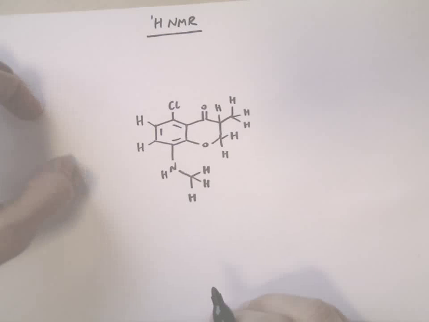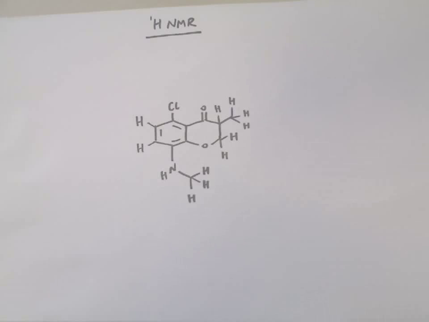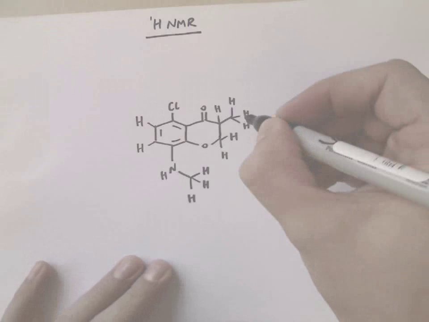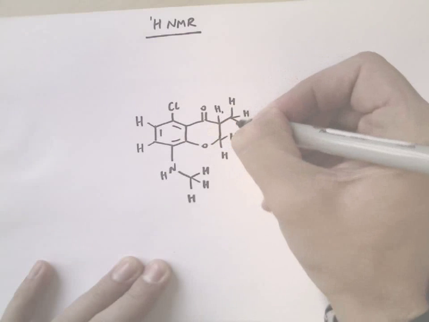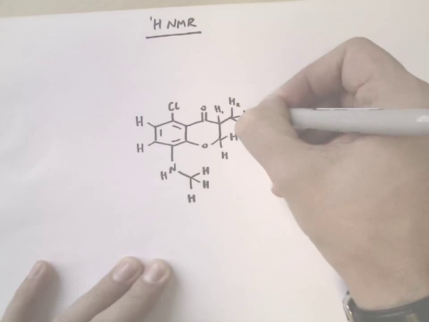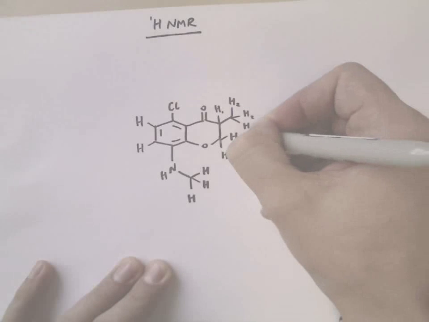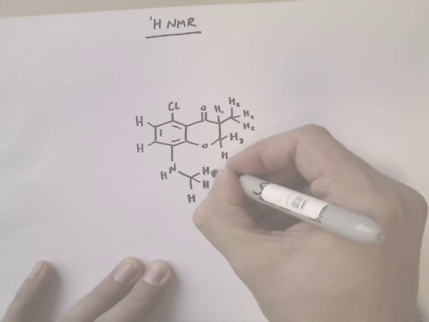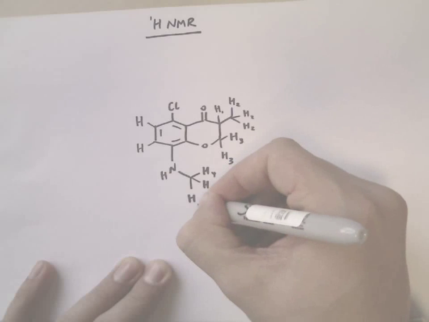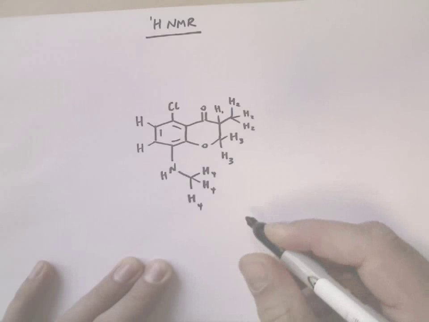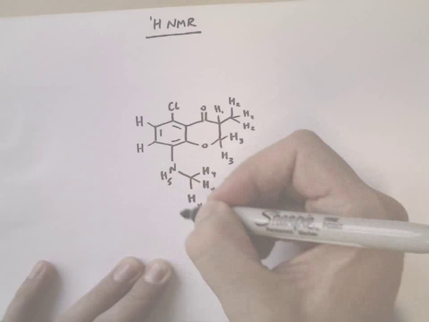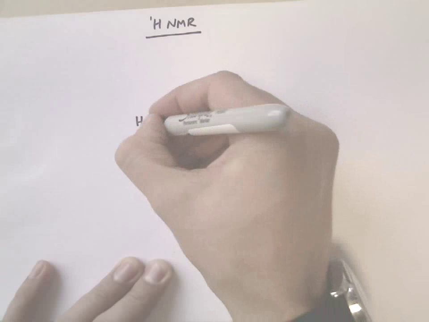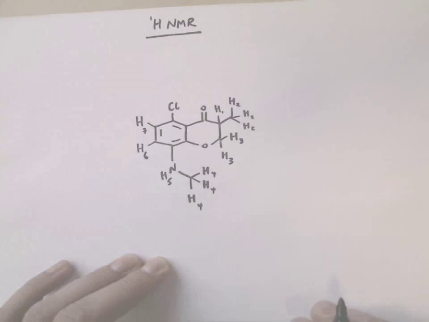Okay, so what would the proton NMR of this molecule look like? Well, first of all, we need to distinguish each of the different protons. So for example, we could call them 1, 2, 2, 2 because these are all the same, 3, 3 because those two are the same, 4, 4, 4 because they are the same, 5, 6 and 7.